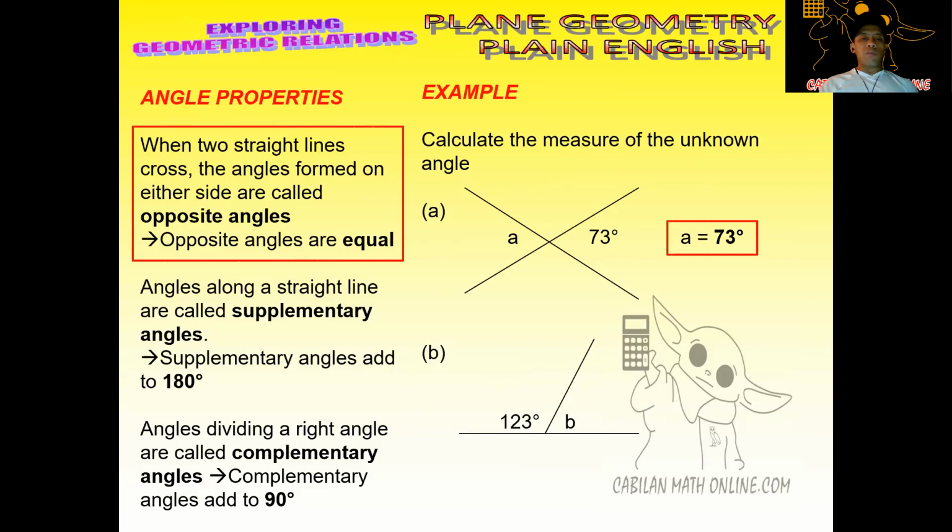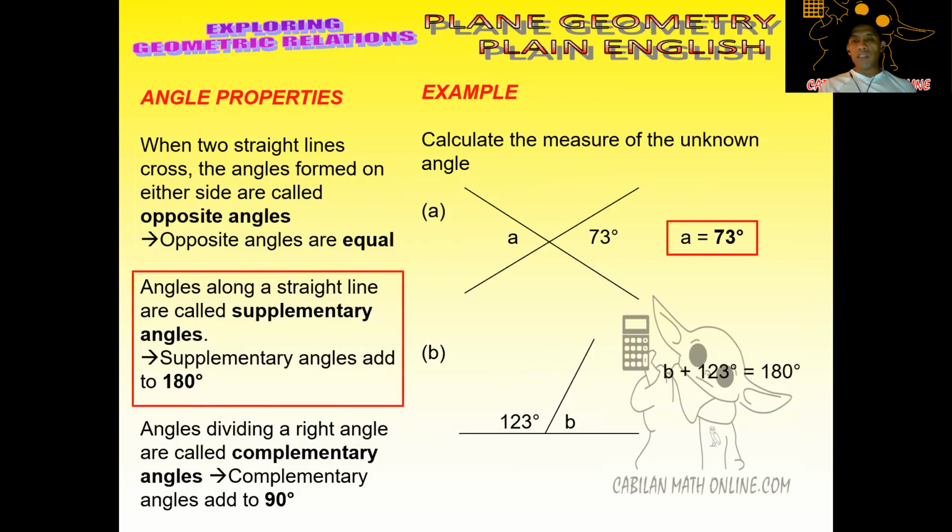Okay, this next one for part B, notice we have 123 degrees and angle B. When we add them together, they add up to 180. So this is going to be an example of supplementary angles. To set this up, I'm going to set this up algebraically.